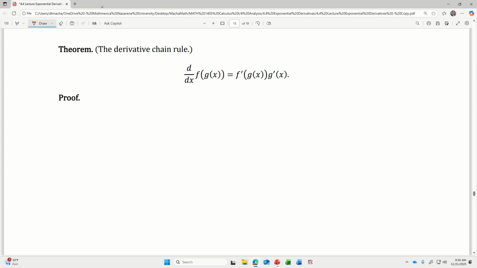And the derivative chain rule goes like this. It says if I want to take the derivative of a composition of functions, like f composed with g, this is first taking the outside derivative and then multiplying by the inside derivative. And the proof looks like this. We're going to use the definition of the derivative.